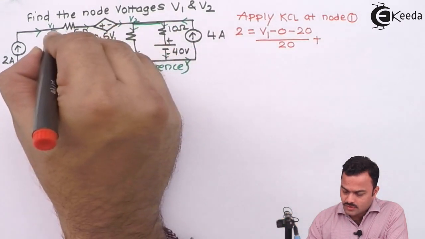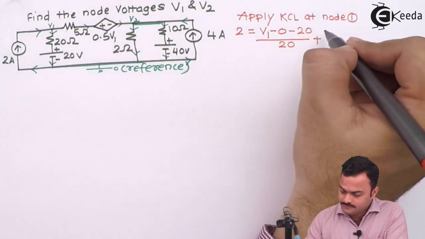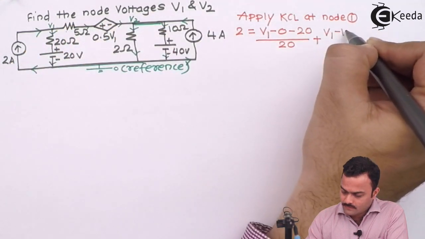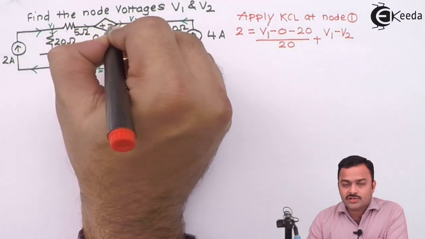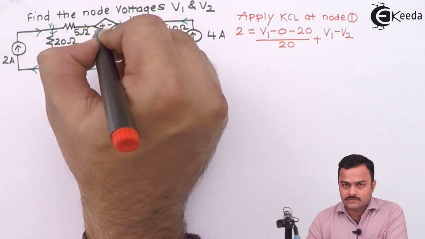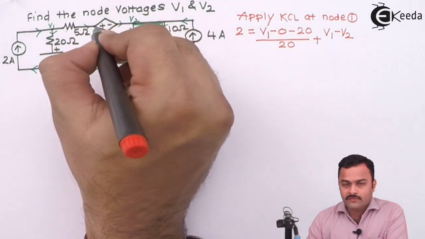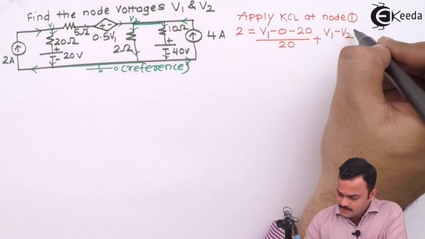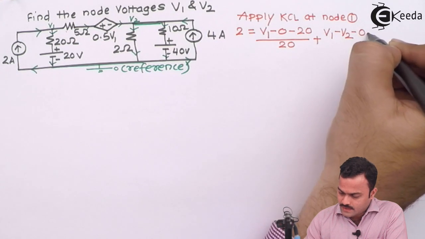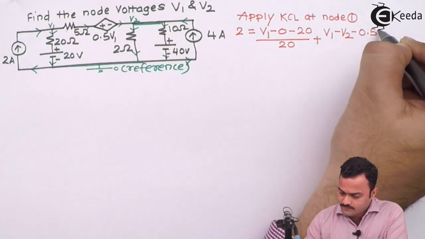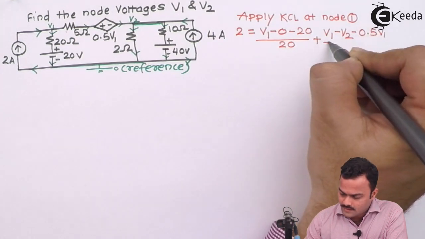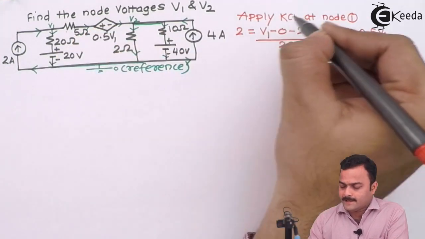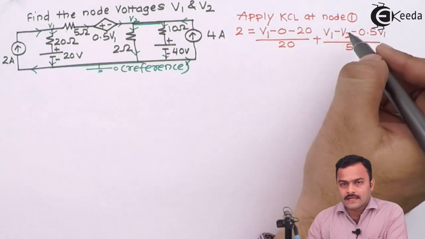plus this is also outgoing, started with V1 ending on V2, and in the current direction there is one more voltage source. Though it is dependent, still we have to count plus to minus, so it's a voltage drop, hence minus, its value is 0.5 V1, and the branch is having a resistance 5 ohm. So in the end we are getting an equation like this.